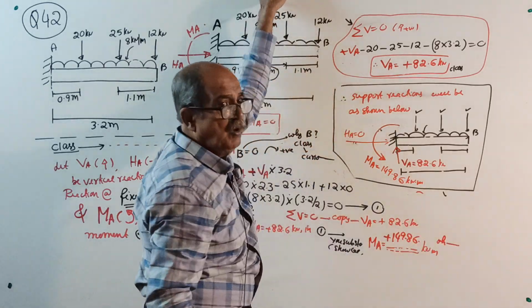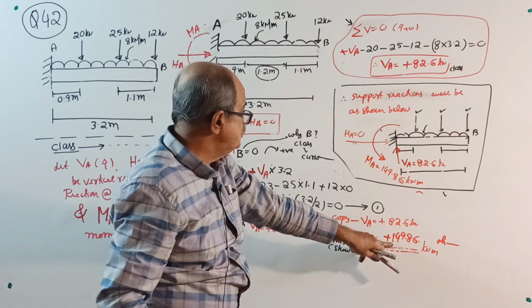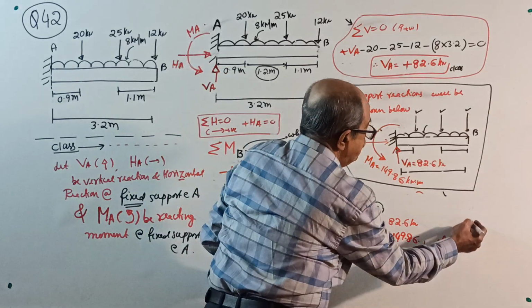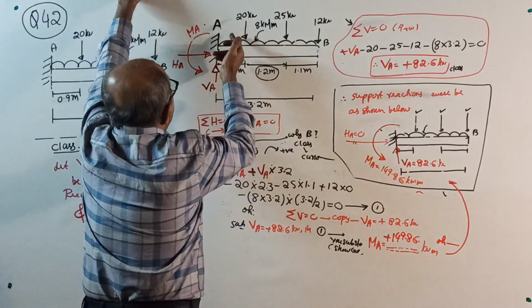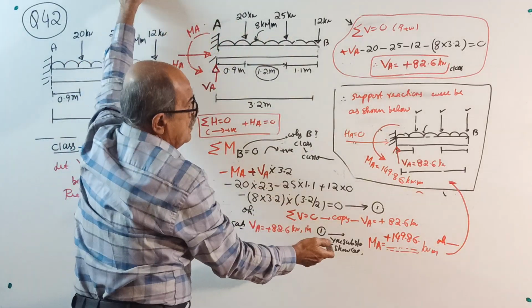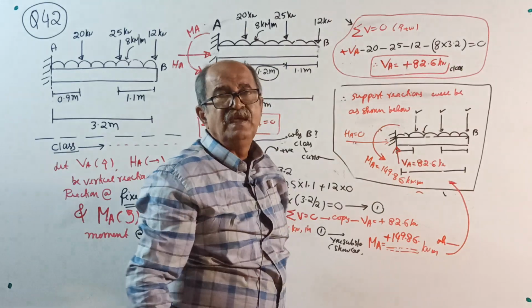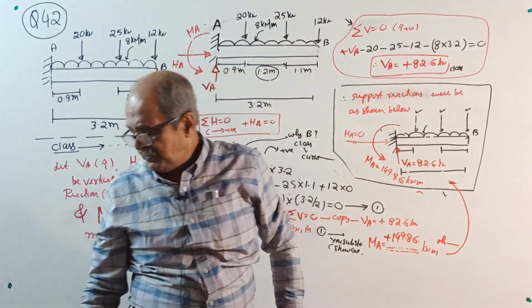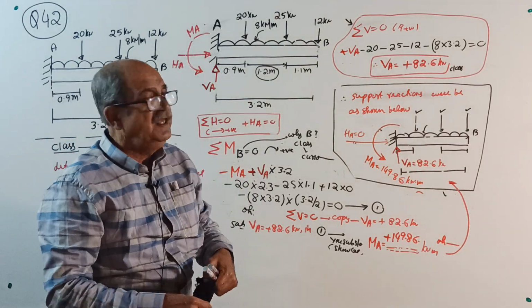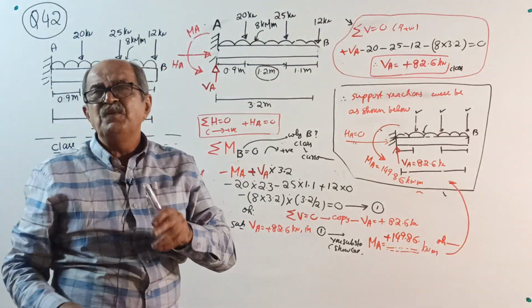Same answer that we got last time. Plus means assumed correct. Therefore, prepare this diagram. We assumed VA upwards, MA anti-clockwise, answer over. Same answer once again. Now, only for understanding purpose. Actually, this is all only for subject knowledge.